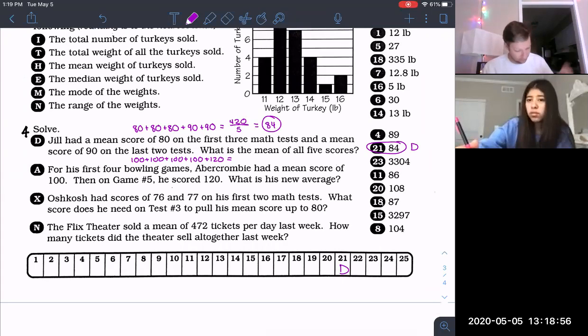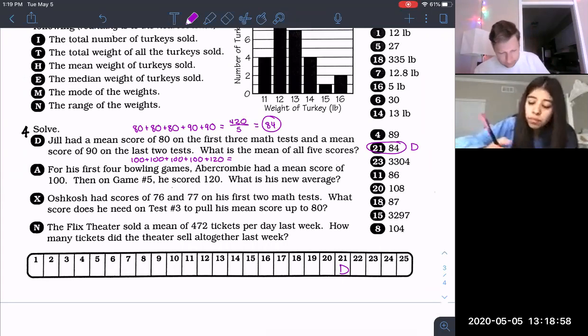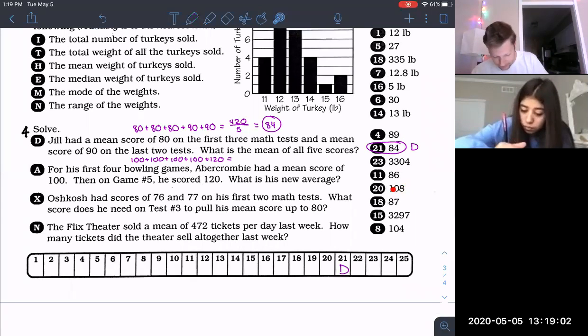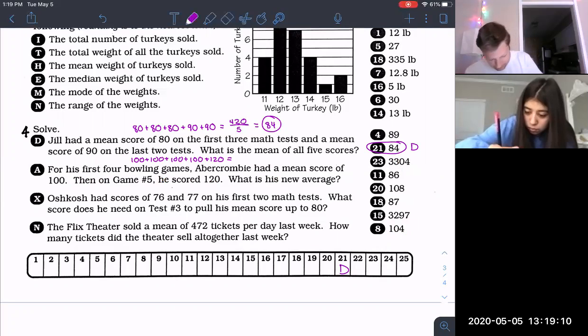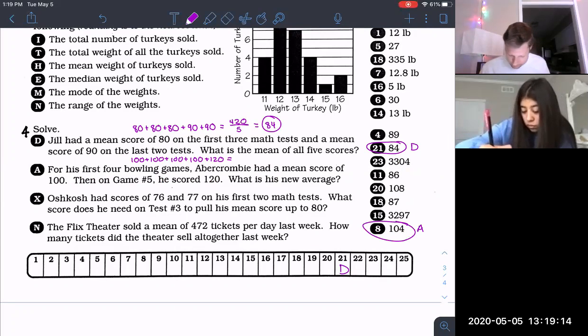104. 104, right. If we look at these answers, 104 or actually 108 could make sense, but 104 and 108 are the only 2 it could possibly be, because we expect it to be between 100 and 120. So let's circle this. That's an A. And then we put an A in box 8.